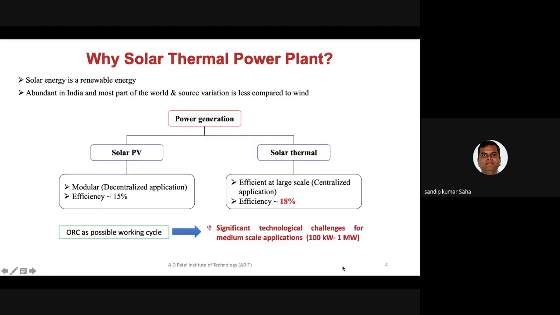Okay, so now if we want to produce energy or electricity from solar, there are two mechanisms you can use. One is solar PV, another one is solar thermal. Solar PV is almost a matured technology, and it depends mainly on the photovoltaic cell.